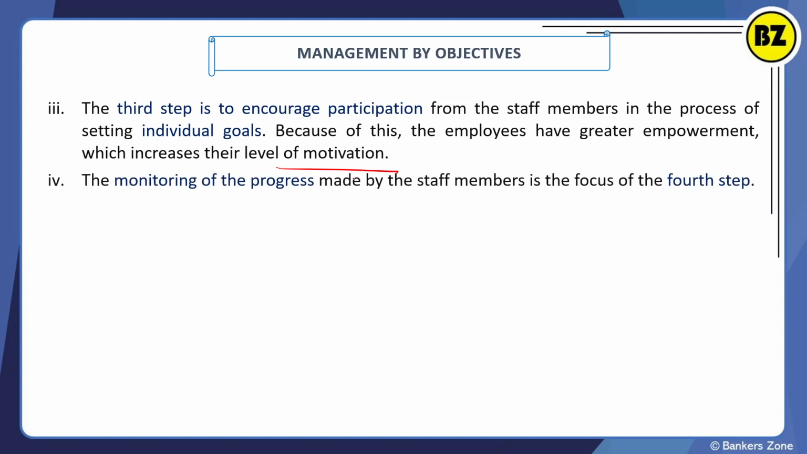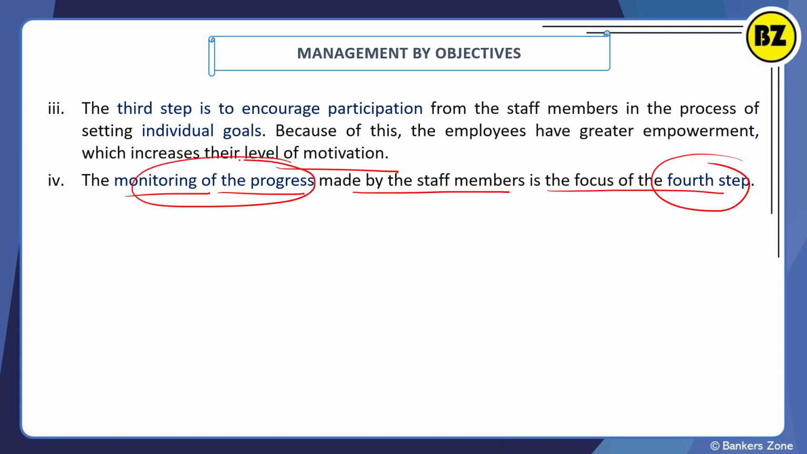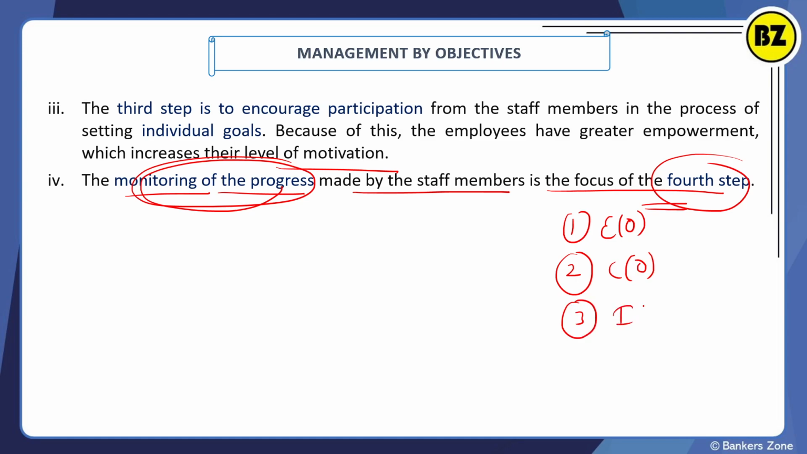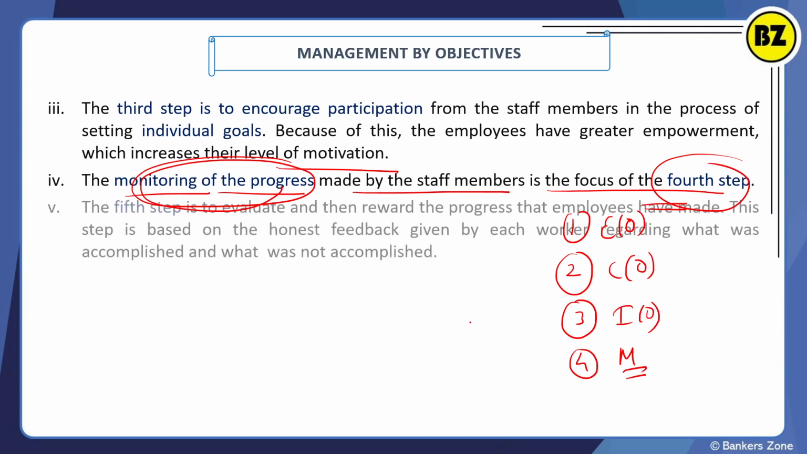Now next, the monitoring of the progress made by the staff member is the focus of the fourth step. What is the progress that has to be monitored? This is the fourth step. Let me recall the steps. First is establishment of the organization's goal. Second is communication of those goals. Third is the individual goals, and fourth is monitoring the process. These are the four steps in the MBO technique.